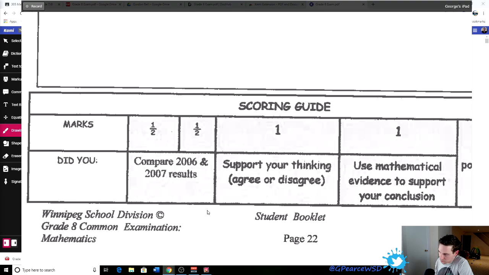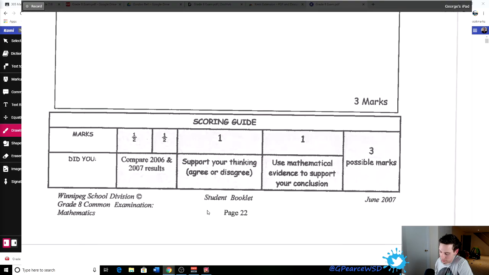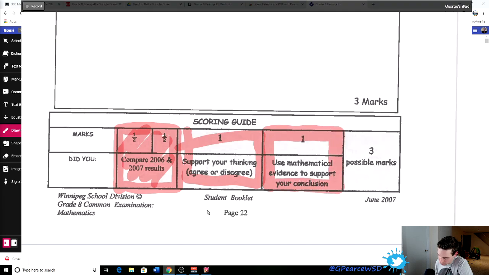So, right off the hop, before you even start doing any of the math, you want to compare. You're comparing the 2 results. So you're going to show your comparison between those 2 numbers. Then you're going to support your thinking. And then comes the math. This is probably also going to involve some math, supporting your thinking. So possible 3 marks.